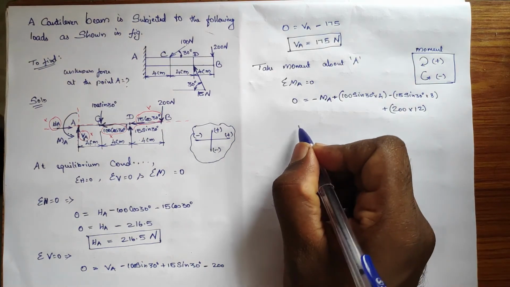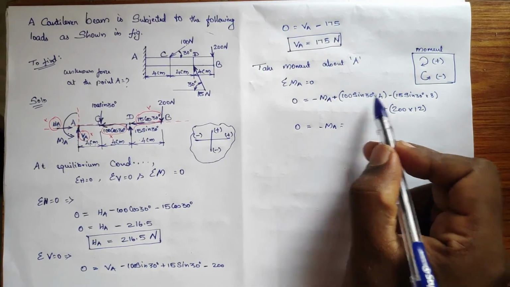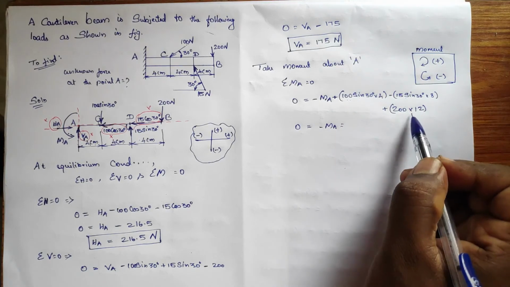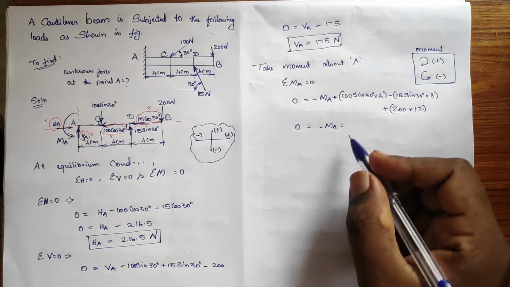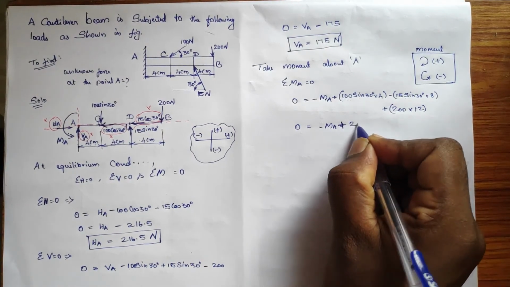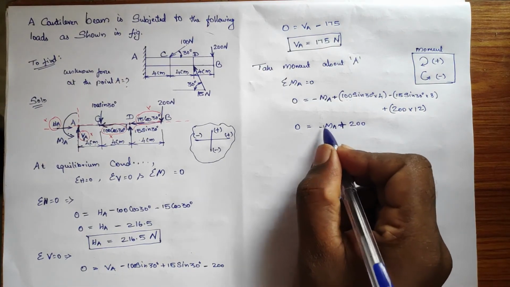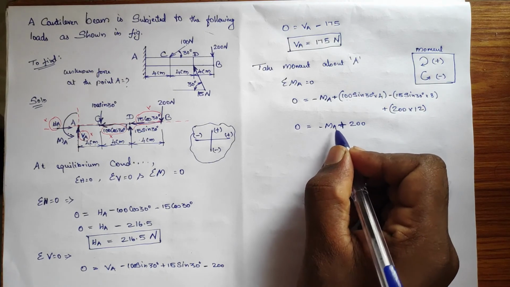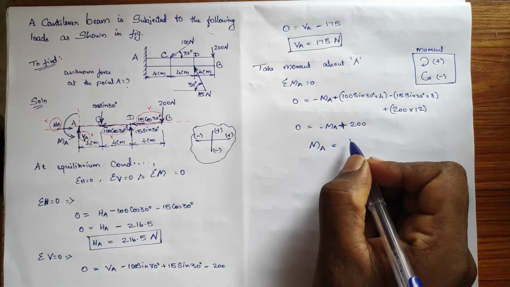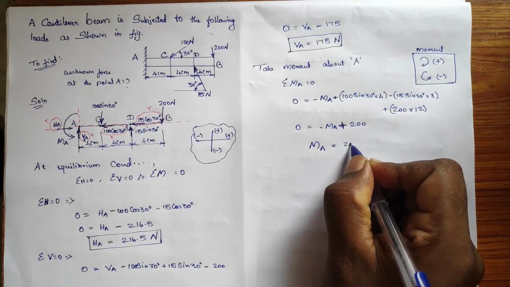Okay, fine. So here comes minus MA. Just simplify all these forces, put it in your calculator one by one. I hope when you are calculating, you will get plus 200. Now the unknown is MA, moment about A. I take that value to the next side so that it becomes positive. So MA is equal to 200.